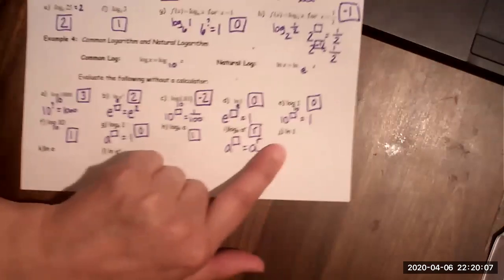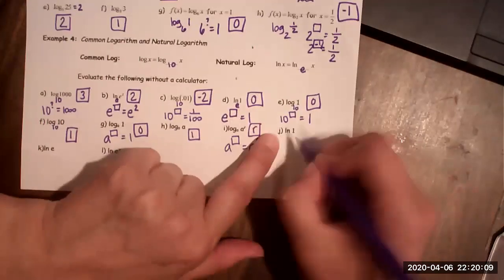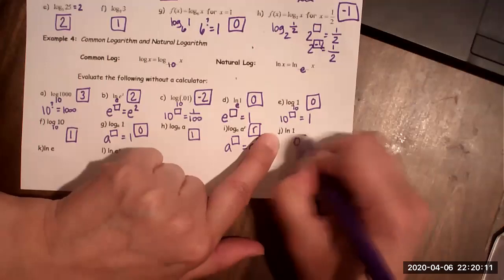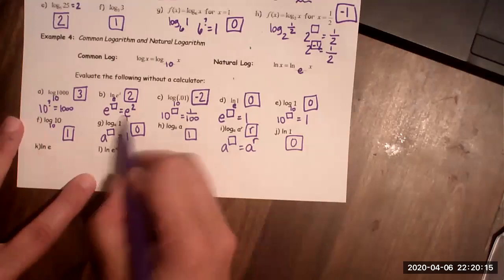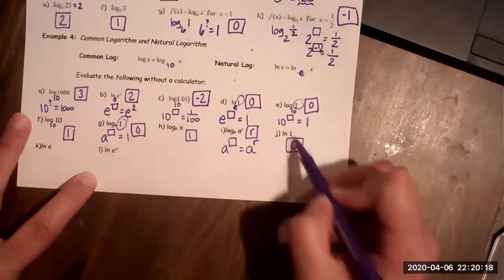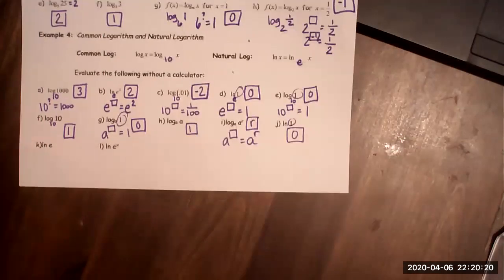ln of 1, I think we already did this one right here. Again, anytime that's a 1, your answer has to be 0. So see, all of these that have a 1 right here, our answer is 0. We're trying to find an exponent that gives us an answer of 1. The only exponent that gives you an answer of 1 is 0.